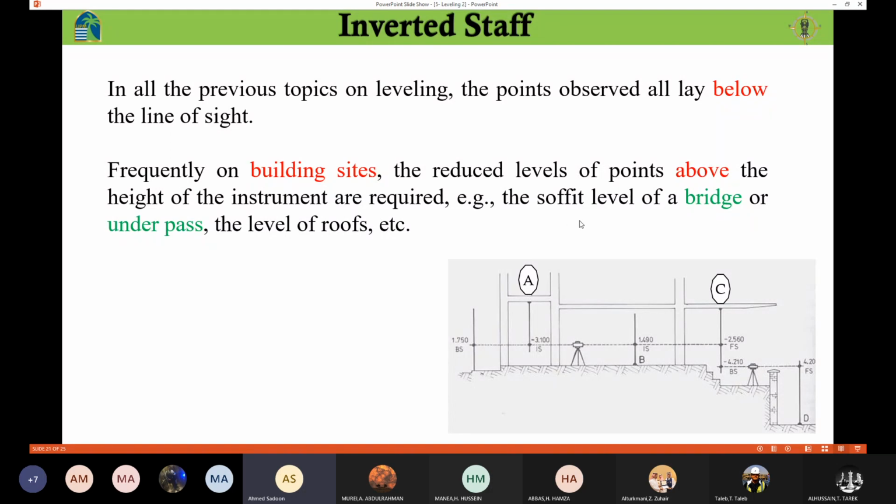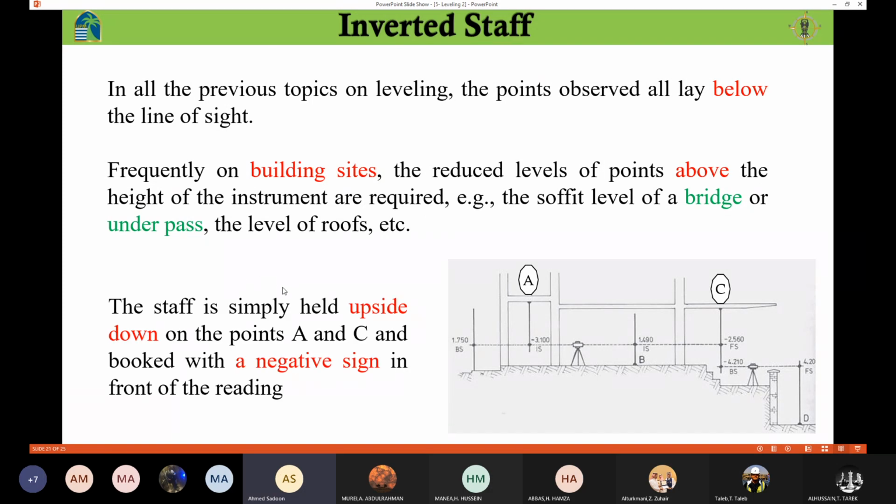For example, we have the soffit level of the bridge or underpass or level of roofs. These points are located above the line of sight. So what should I do? Simply, I'm going to hold the staff upside down.